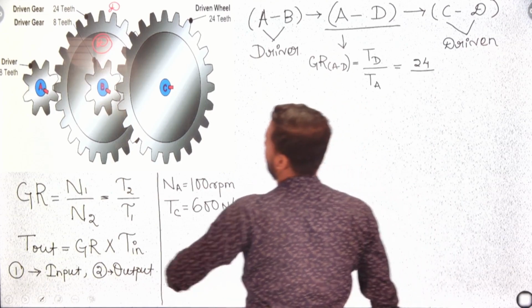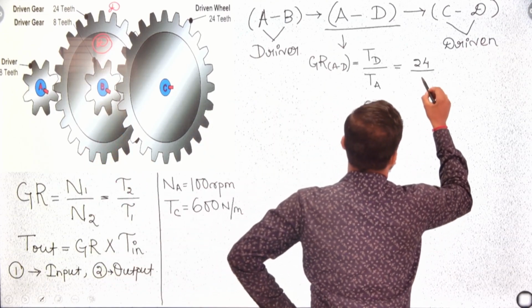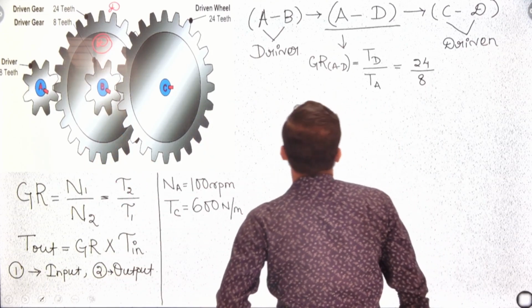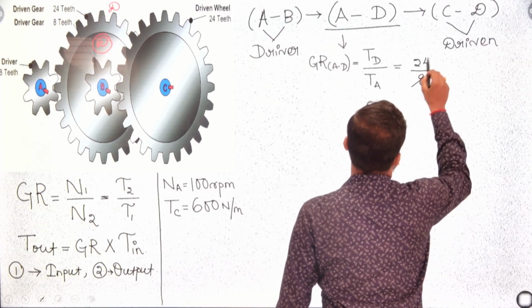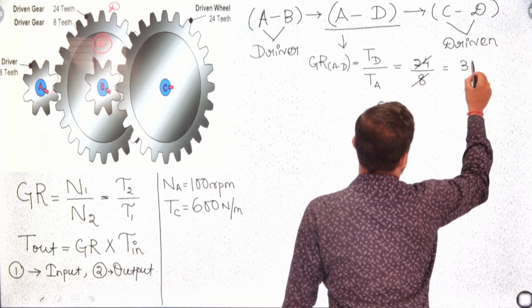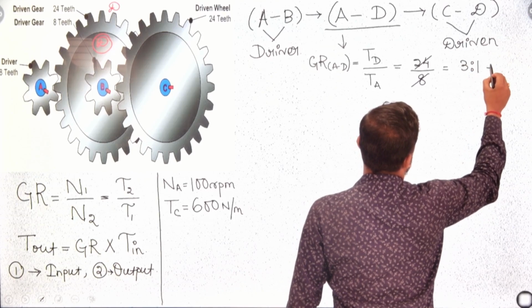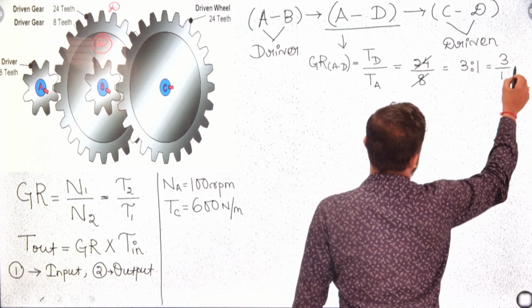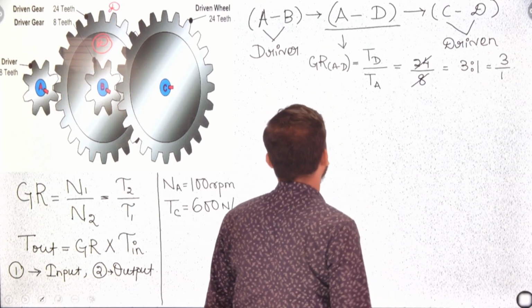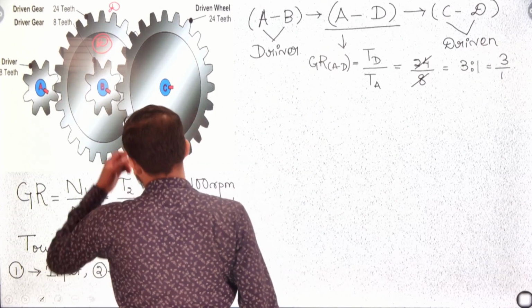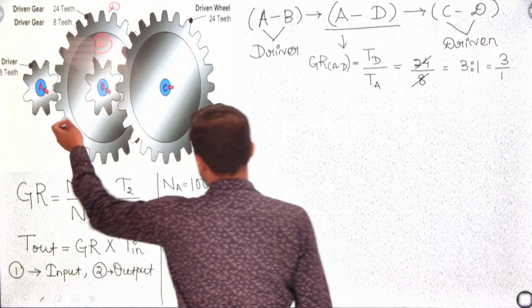And teeth of A gear is 8. Okay, what is the ratio? 3:1, or you can write 3/1. For first gear ratio you're getting for A and D.